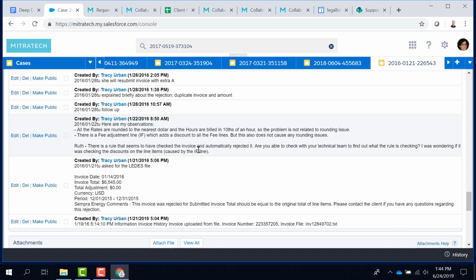There is a fee adjustment line which adds a discount to all the fee lines, the IF line, but this also does not cause any rounding issues. There seems to be a rule in Sempra's system that seems to have checked the invoice and automatically rejected it. Are you able to check with your technical team to find out what the rule is checking? I was wondering if it was checking the discounts on the line items caused by the IF line.